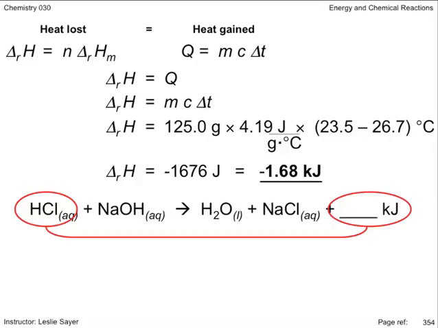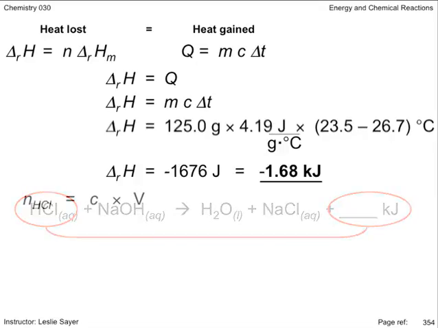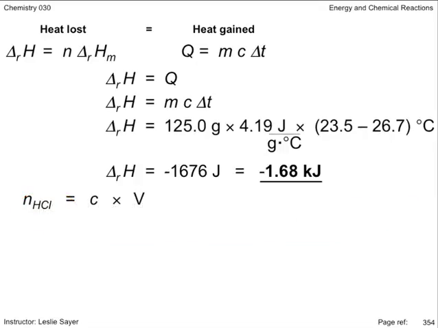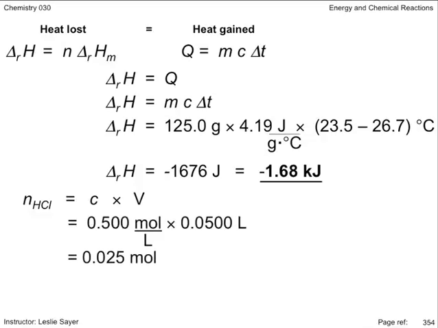So the next thing we need to do is find out exactly how many moles of hydrochloric acid was consumed in the reaction to produce the 1.68 kilojoules of energy. We use the formula number of moles equals the concentration of the acid multiplied by its volume, and get 0.025 moles of acid consumed.